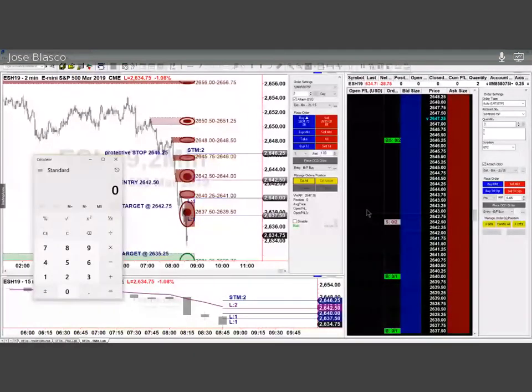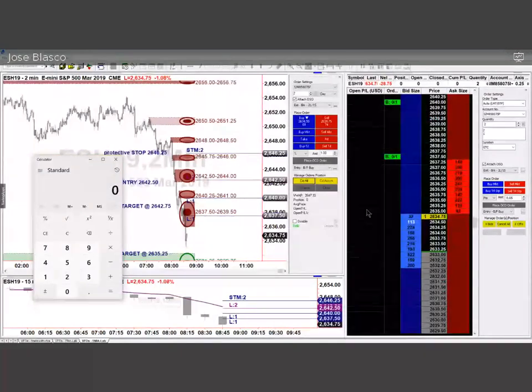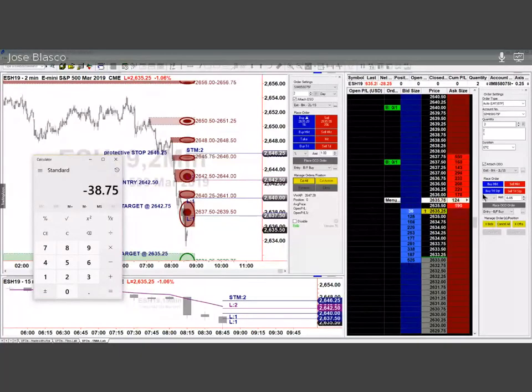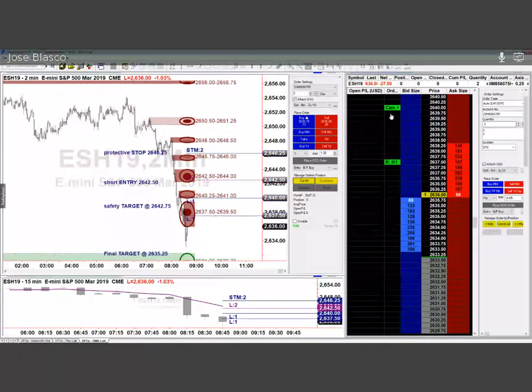So we have 46.25 minus 42.5. How much is the risk? 46.25 minus 42.5. We're talking about 3.75 points of risk. If I project this below 42.5, that would place my target one located at 38.75, which is right here. 38.75. This is my safety target.